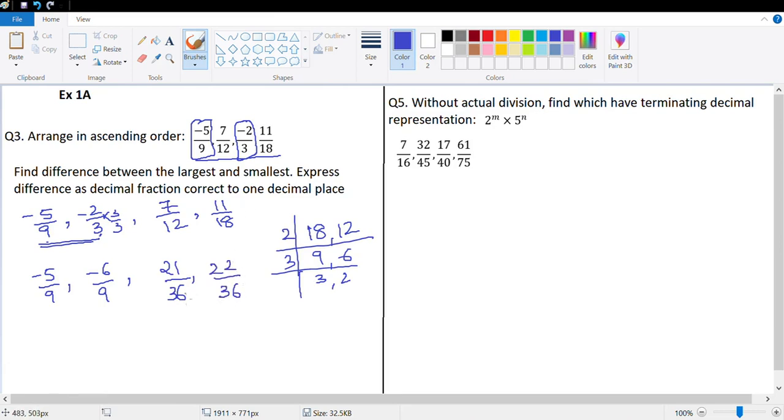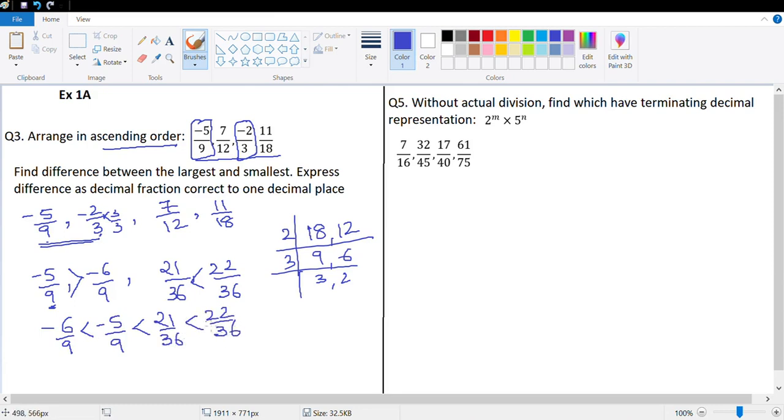So 21 is less than 22. So 22 upon 36 is more than 21 upon 36. In this case, the smaller number is the bigger number because of the negative sign. So negative 5 by 9 is more than negative 6 by 9. They want us to put it in ascending order. So the ascending order would be negative 6 upon 9 is less than negative 5 upon 9, which is less than 21 upon 36, which is less than 22 upon 36.